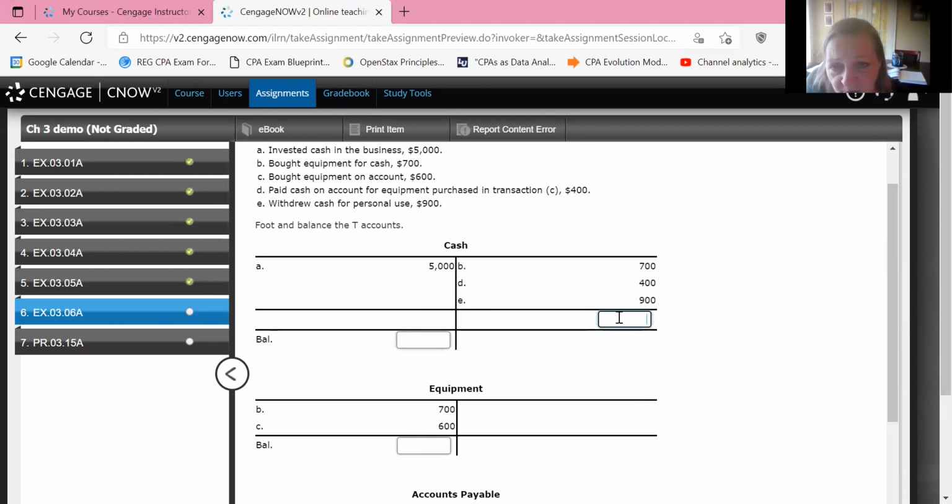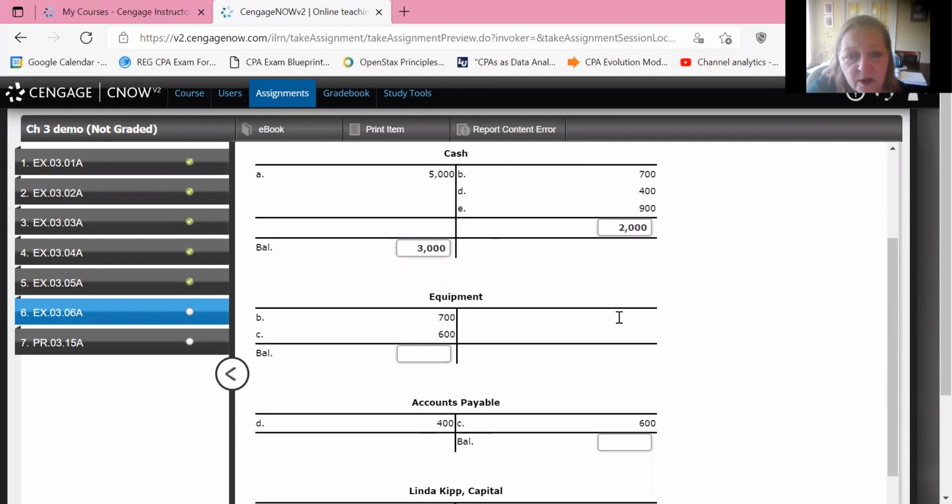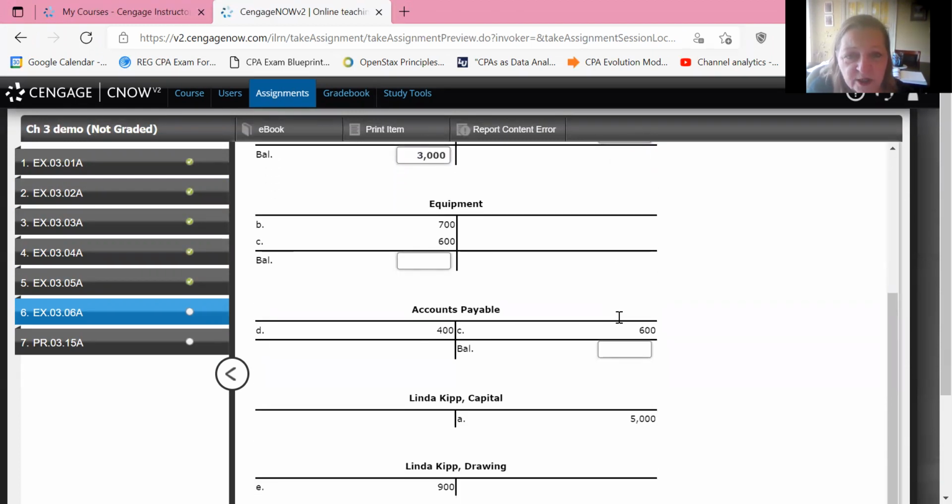700 plus 400 plus 900 is, let's see, 1,100 plus 900, $2,000, right? So $2,000 credit, and that $2,000 is eating up part of our $5,000 balance, leaving us with just a $3,000 balance, right? Then for the equipment, we have 2 entries to equipment on the debit side. If you have 2 entries to the same side, it just makes a bigger debit. So 1,300 is our debit ending balance.